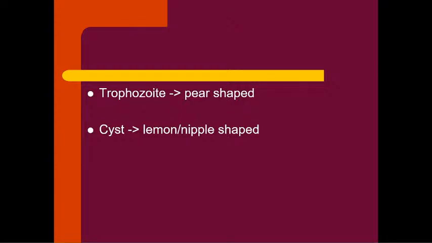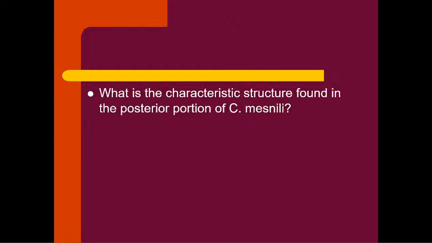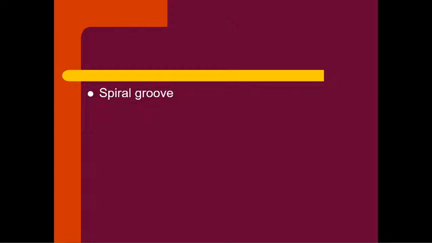Obviously they're almost similar to Giardia lamblia, but the difference is that the trophozoites don't have the characteristic old man in eyeglasses appearance. What differentiates the species of Chilomastix is that it has what you call a spiral groove in the posterior portion of the trophozoite. The characteristic motility of Chilomastix mesnili trophozoites, again, we're still talking about the trophozoites because they're the only ones that are moving, is of course this corkscrew or spiral motility.